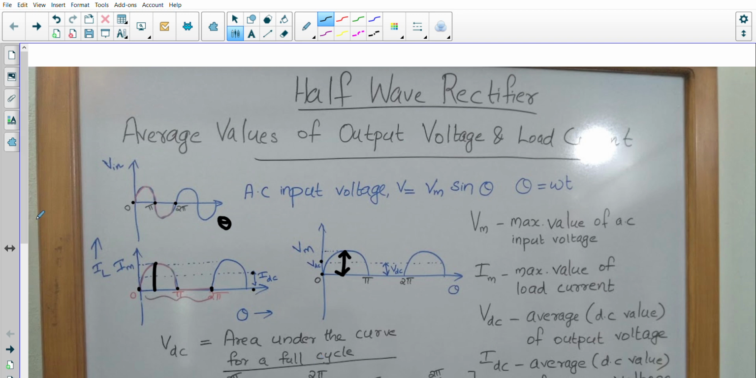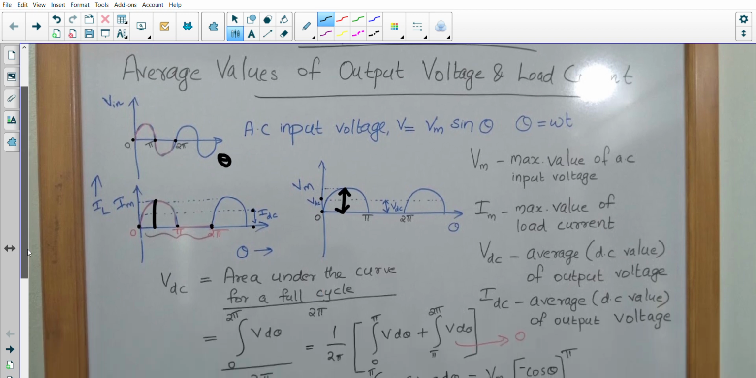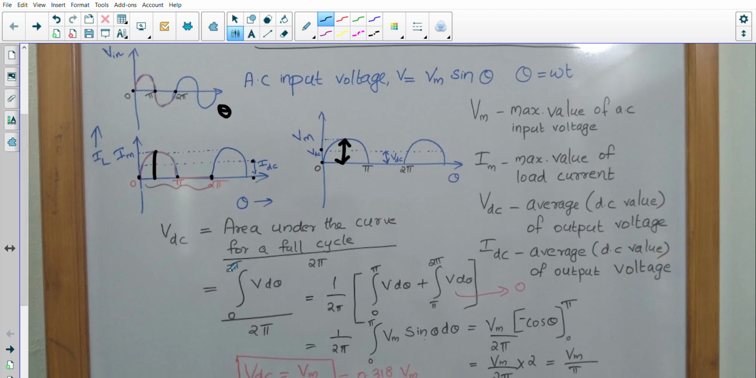So the area under the curve for a full cycle can be represented mathematically as the integral 0 to 2 pi of V d theta. We know that integration from 0 to 2 pi gives the area under the curve, divided by 2 pi. We can split the integral into two: 0 to pi V d theta and pi to 2 pi V d theta. Here the second integral term is 0 because there is no output. So we have to integrate only the first integral.